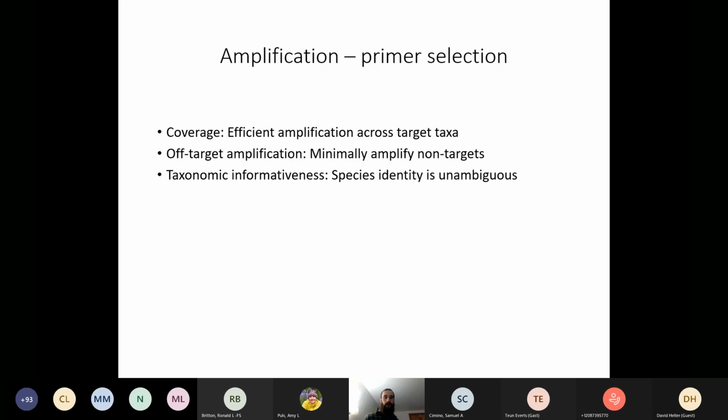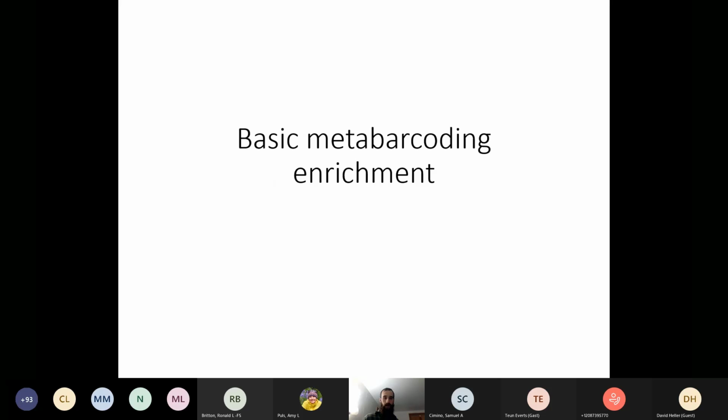The second is off-target amplification. We want primers that minimally amplify non-target DNA, and I'll talk about why in just a little bit. And then finally, we want a high level of taxonomic informativeness. That is, that the actual sequences that we get from this effort are going to allow us to identify species without ambiguity. So I'm just going to walk through each of these one by one.